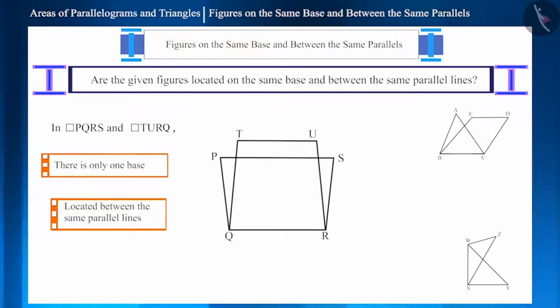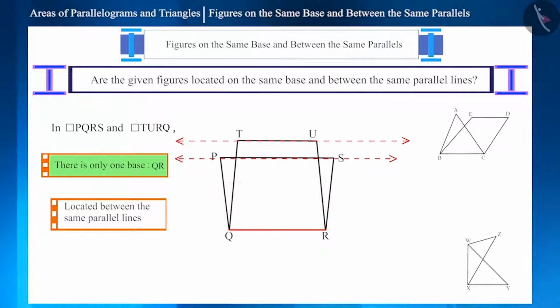In the second figure, we can see that in both the parallelograms, one side is common. In other words, we can say that these two are located on the same base QR. So, are these figures located between the same parallel lines? No.